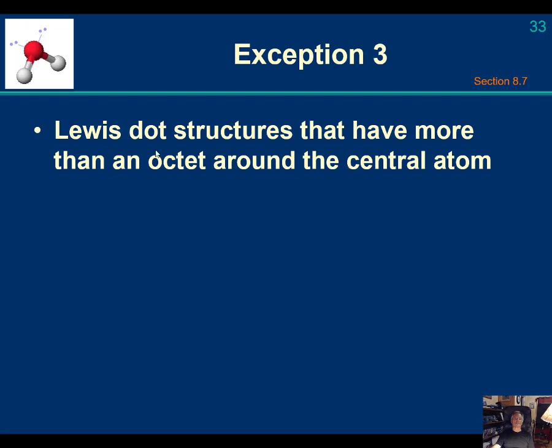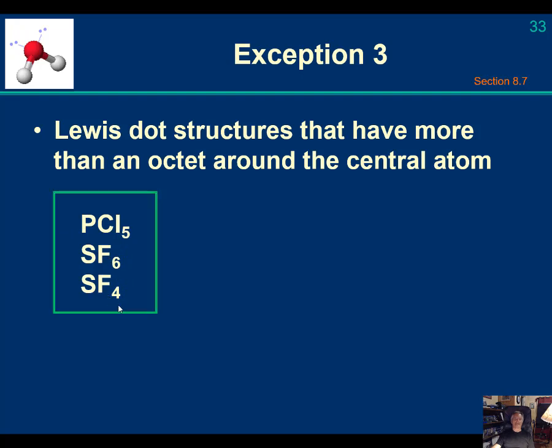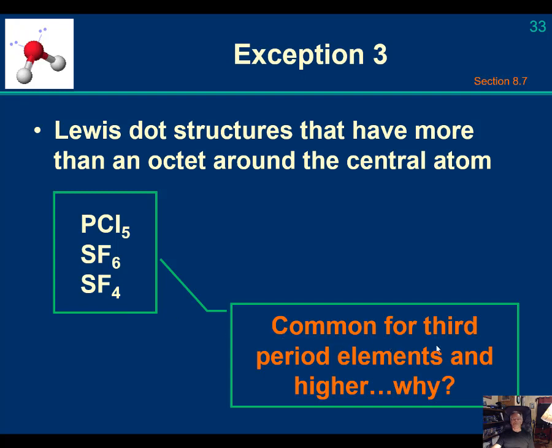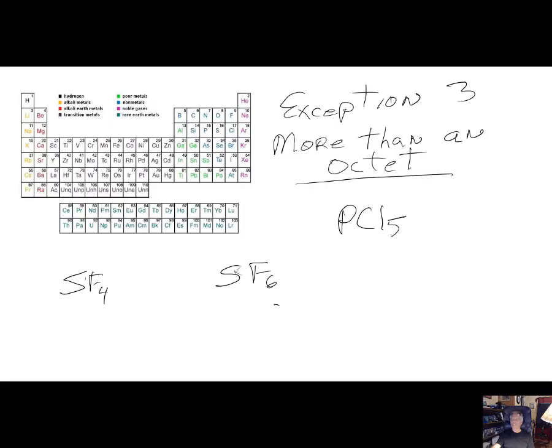Okay, exception 3 is our Lewis dot structures that have more than an octet around the central atom. And those are molecules like phosphorus pentachloride, sulfur hexafluoride, sulfur tetrafluoride. And this is actually pretty common for elements in the third period. That means N equals 3 and higher. So N equals 4, N equals 3.